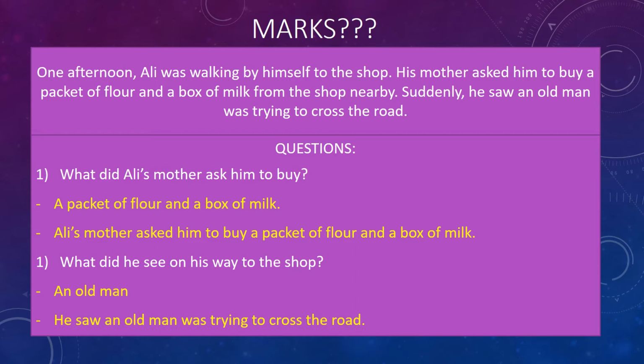Now let's take a look at the first one. The first one is a packet of flour and a box of milk. That is the correct answer. Ali's mother asked him to buy, in the text given here, a packet of flour and a box of milk. So this answer awards you 1 mark.